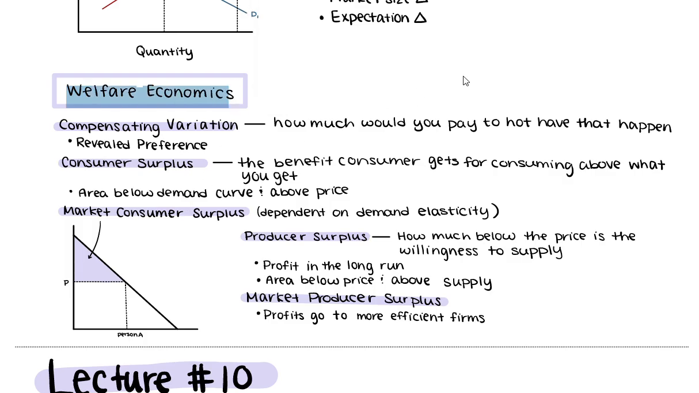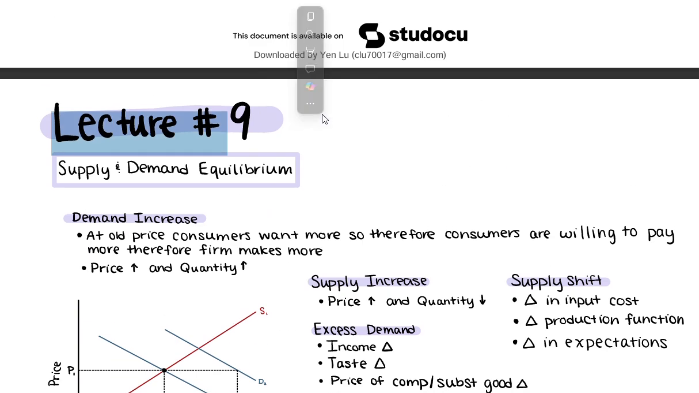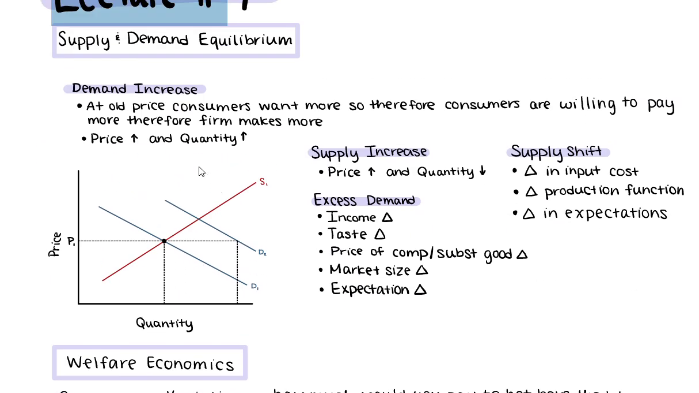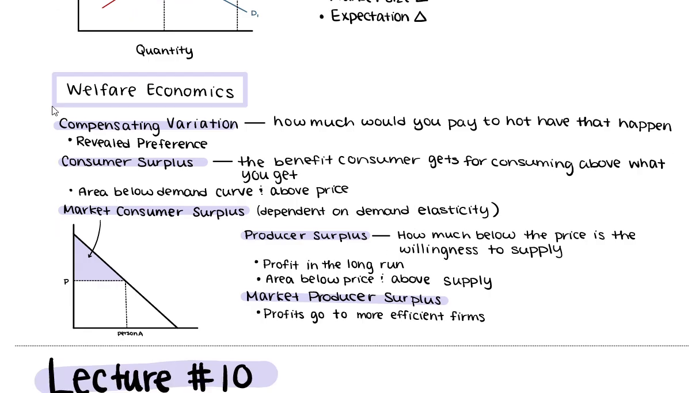So here is welfare economics. This part is lecture 9. Actually, we just need to know the causes of these shifts. In welfare economics, compensating variation is how much you would pay to not have that happen. So it's all about revealed preferences.